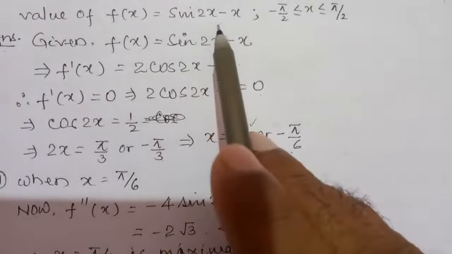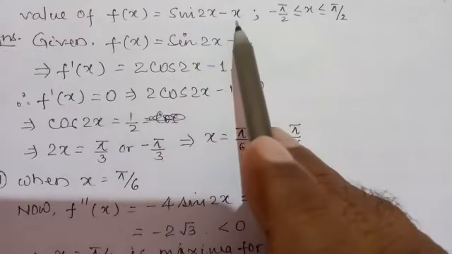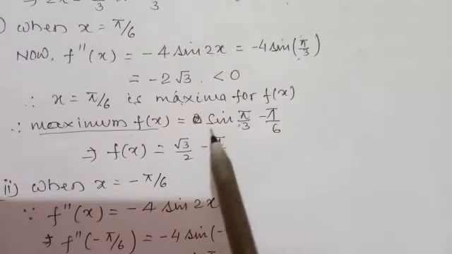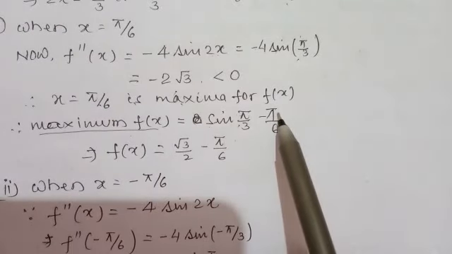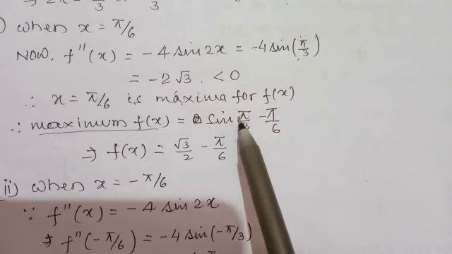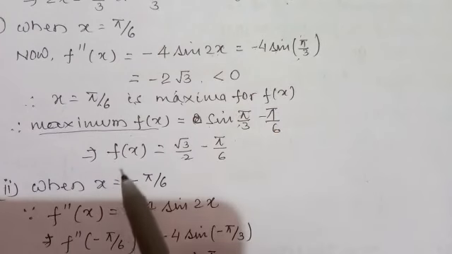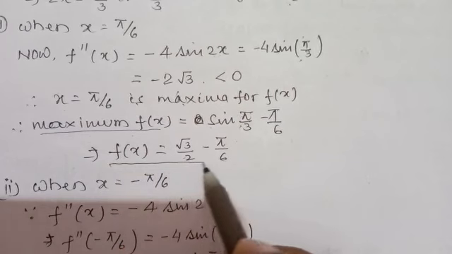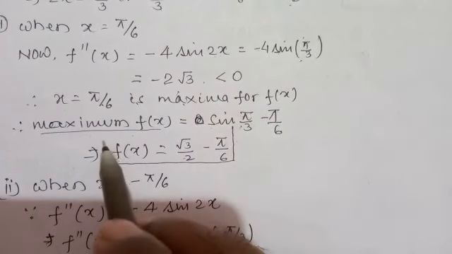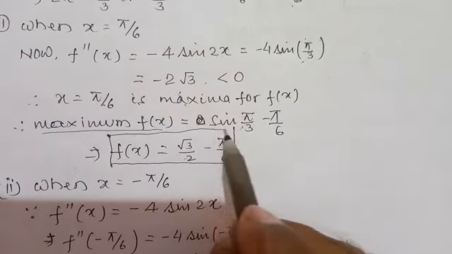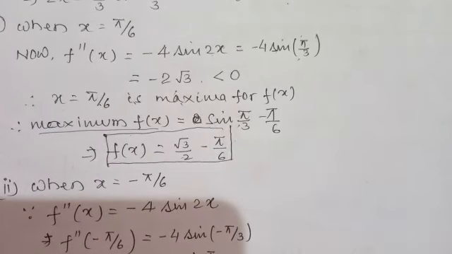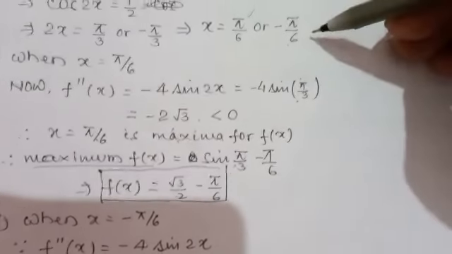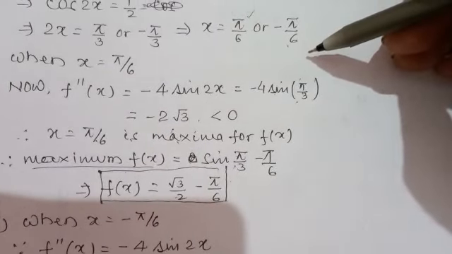X is equal to pi by 6 here, this is our question. So sine pi by 3 minus pi by 6, sine pi by 3 is again root 3 by 2. So this will give the maximum value of f(x). Consider the next one. Our next value is minus pi by 6.